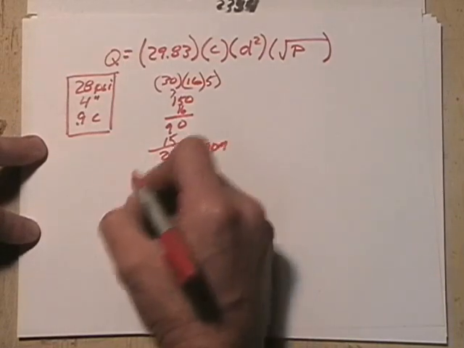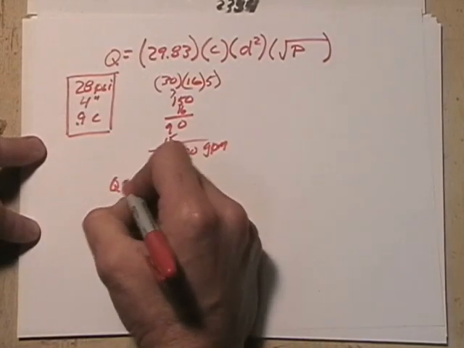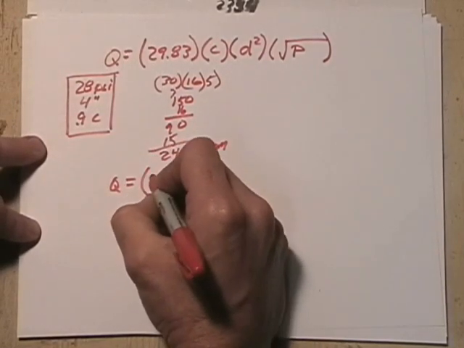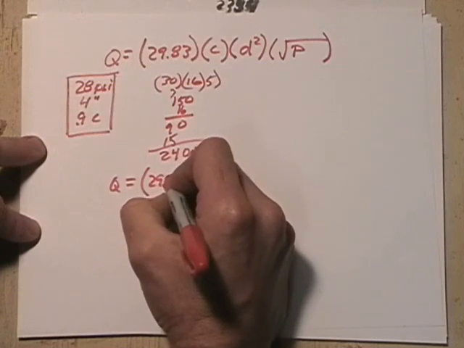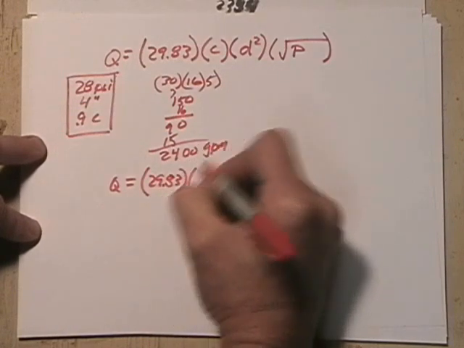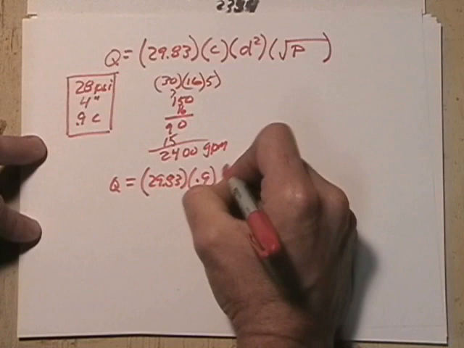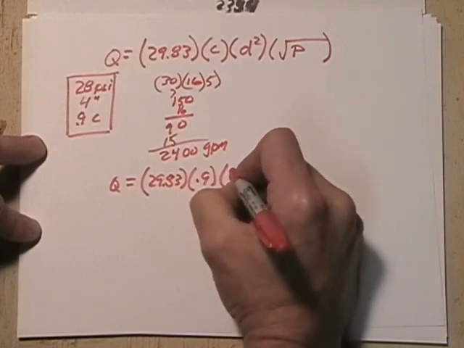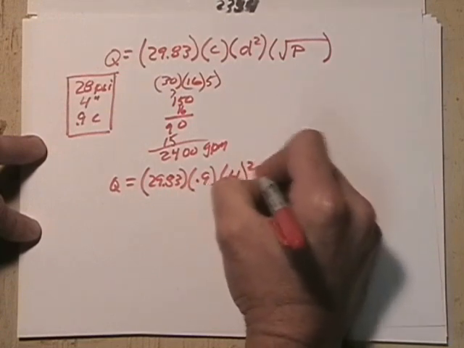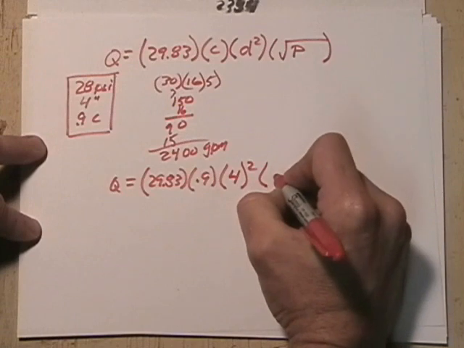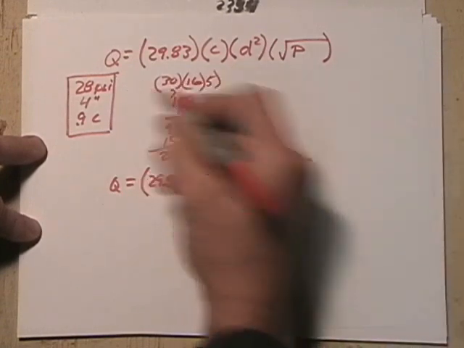We'll go ahead and calculate that out now with the correct numbers. So our flow is equal to 29.83 times our C factor of 0.9 times our diameter, which is 4, and then we're going to square that. And then the square root of our pressure, and our pressure was 28.